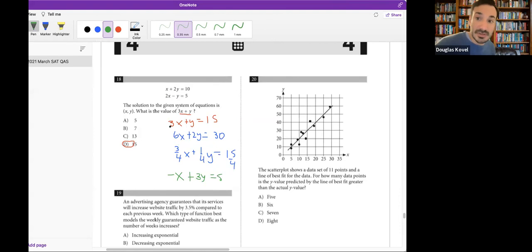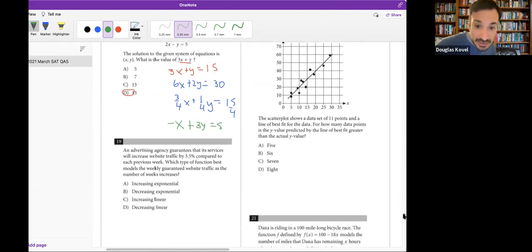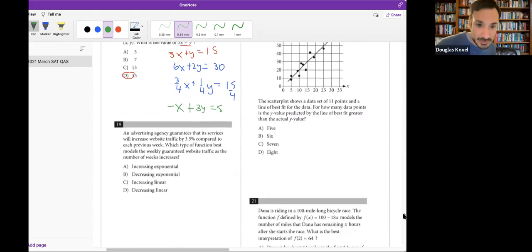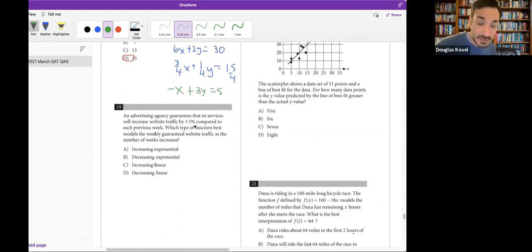So these are just ways to get thinking a little bit more flexibly and know some of the common question types that they tend to ask. All right, so the next question we're going to look at is 19. We're going to talk about this topic in a little bit more depth when we get to 27, but we'll do a brief introduction to it now.